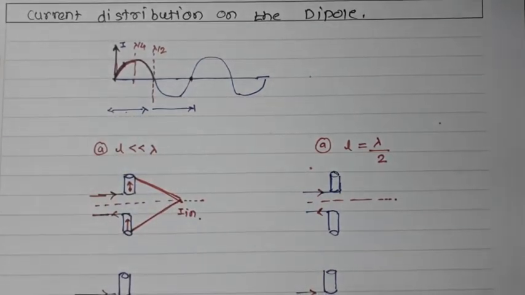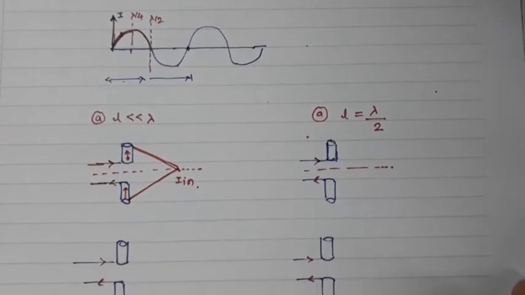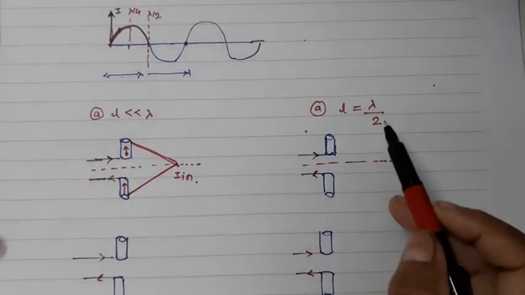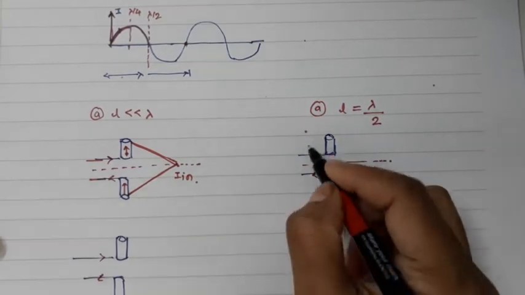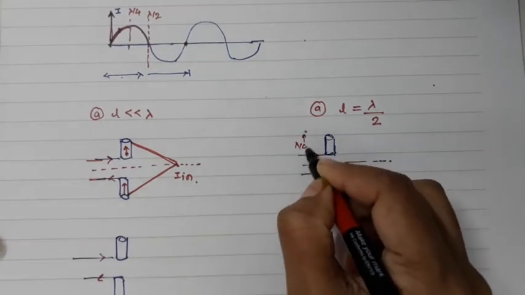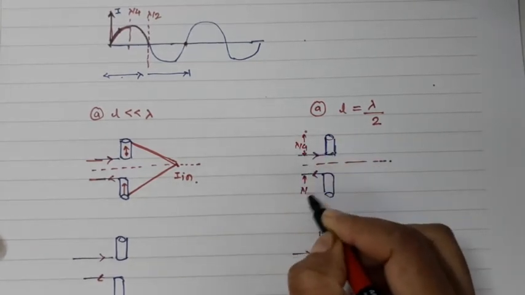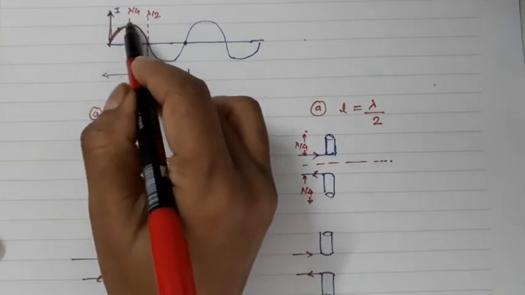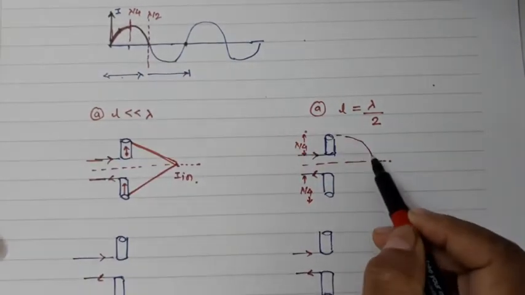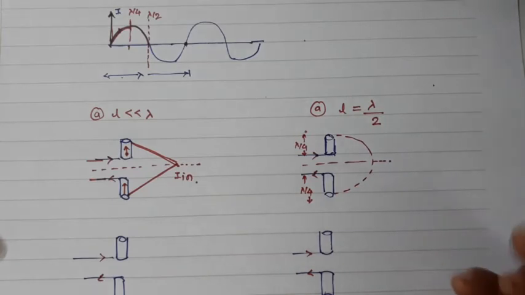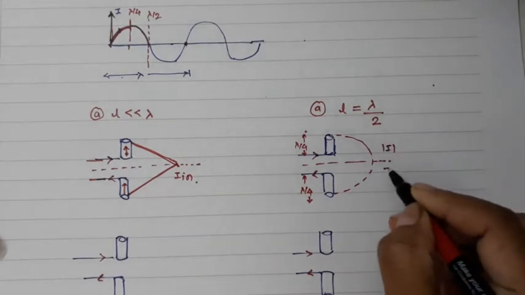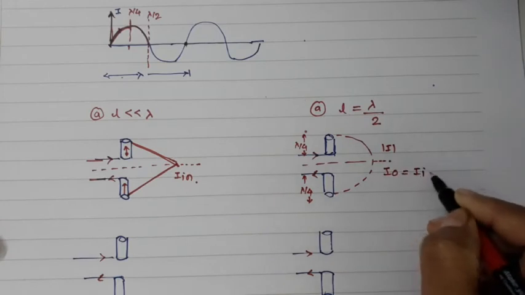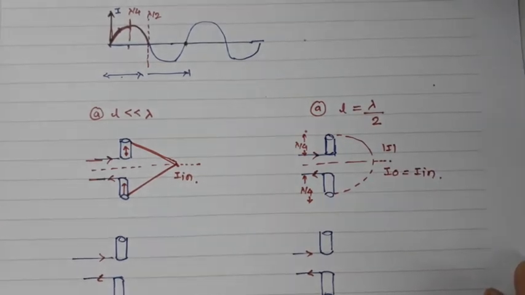The second condition which we are assuming here is that our length is exactly equal to lambda by 2. So we can understand if this length is lambda by 2, here it will be lambda by 4 and down it will be lambda by 4. So I will have a current distribution of lambda by 4 in the upper part and lambda by 4 in the lower part. So I can say my current will be the maximum over here. So I0 is equal to I in the half wave dipole antenna.